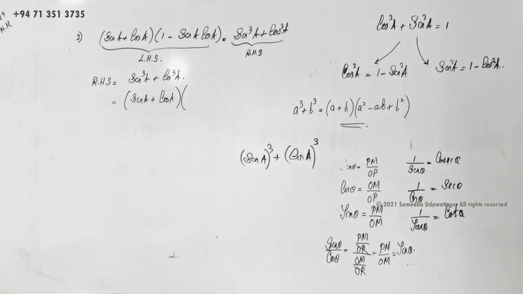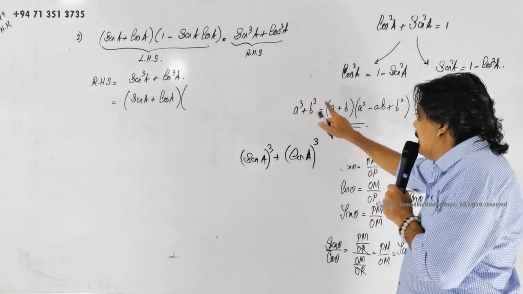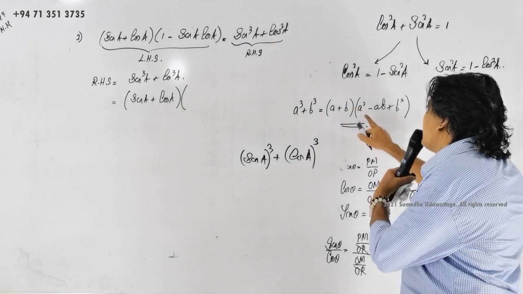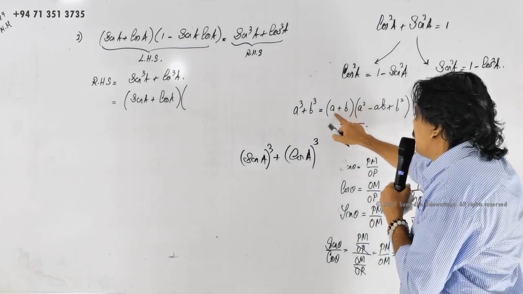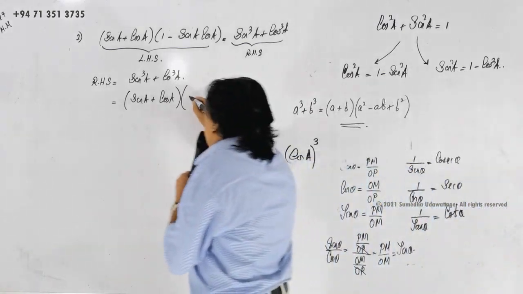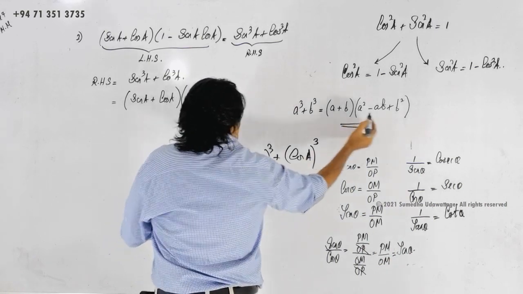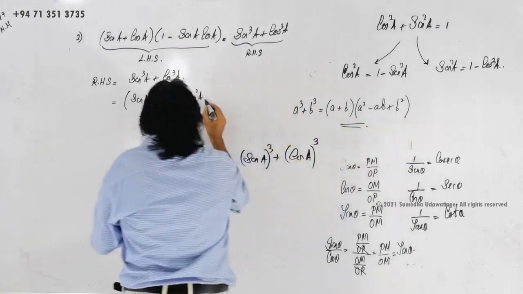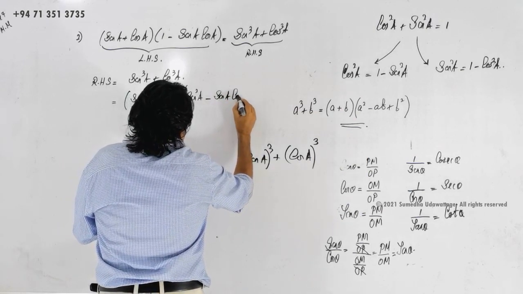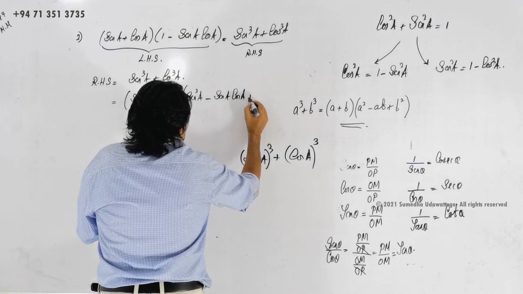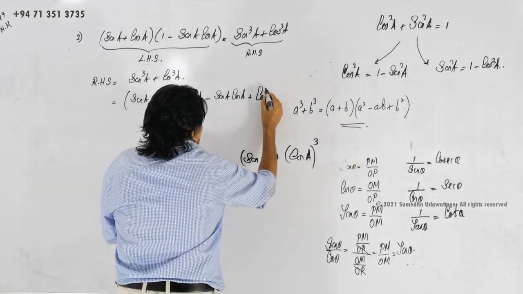Sine to power 3A plus cos to power 3A: the first factor is sine A plus cos A, and the second factor is written observing the first factor. You square the first value, sine square A. Multiply and change the sign, minus sin A cos A. Then the second value is squared, cos A squared.